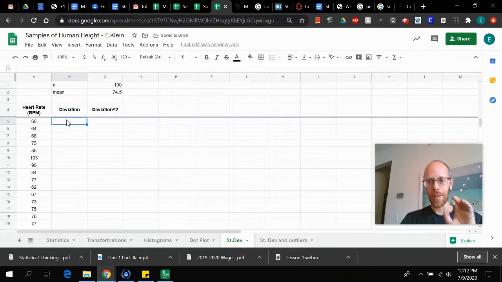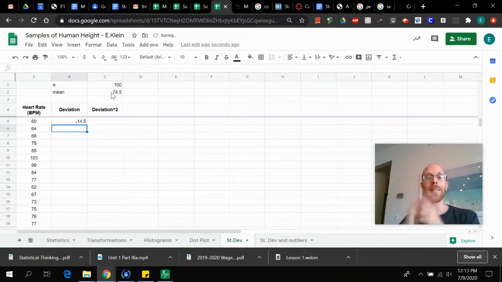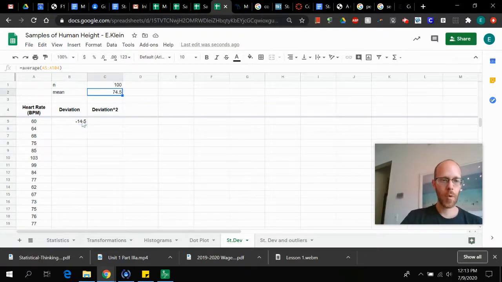For the deviation, this is going to be just a little tricky. You've got to be careful. We know that a deviation means we are going to take the measurement of the heart rate, which is in A5, and we are going to subtract from it the mean, which is 74.5. Now, rather than typing 74.5 in here, I like to actually click on that cell and just pull the value straight out of it. The reason I do that is that if the mean changes in our data, suppose we remove a measurement, it won't change this value right here, okay?